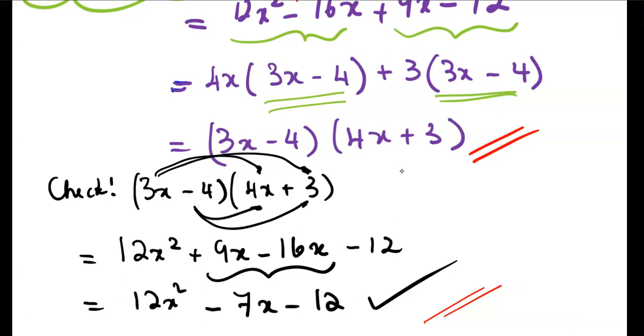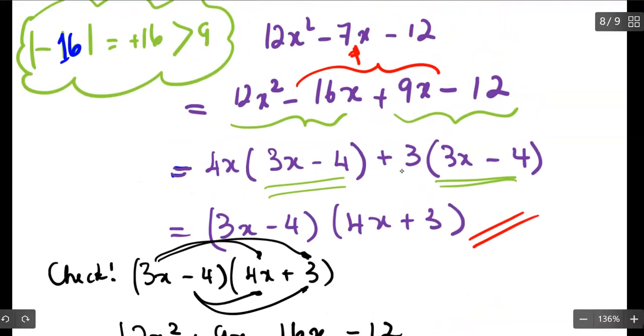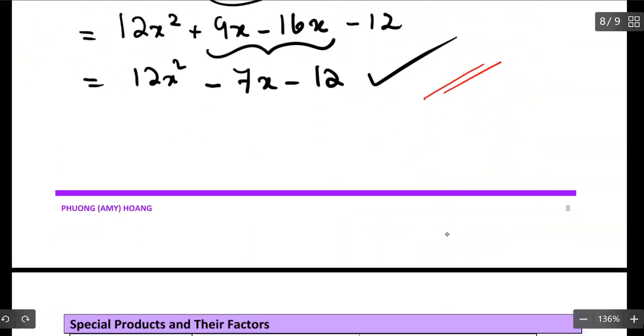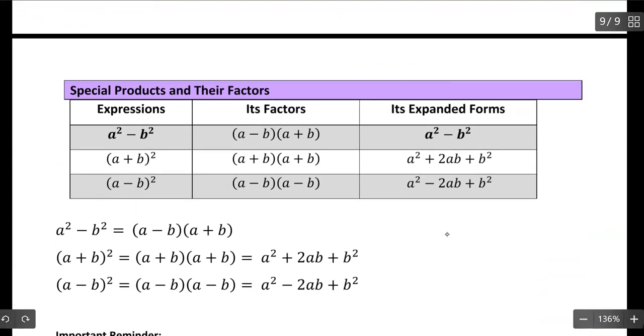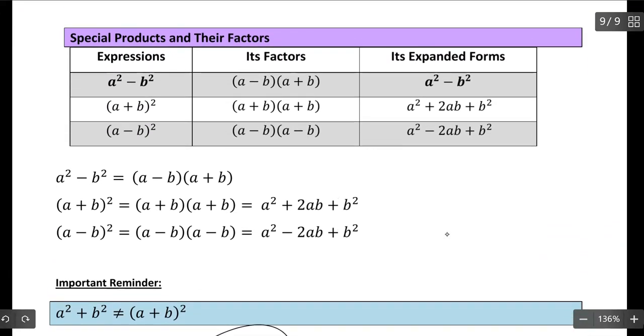Alright, okay, so I will leave it for you to perform the step where you write the 9x before you write the subtract 16x, and your answer should still be the same. Okay, so let me go over my chart here for everyone regarding the special product.